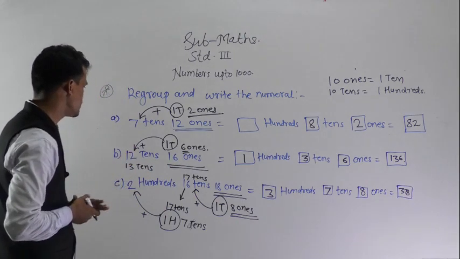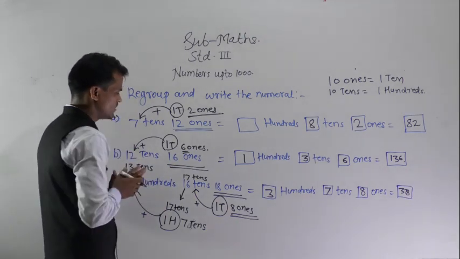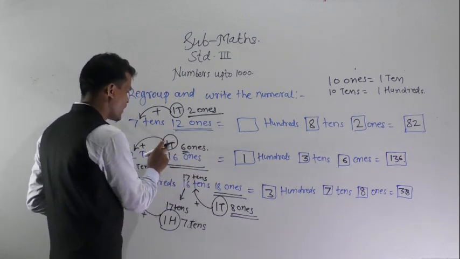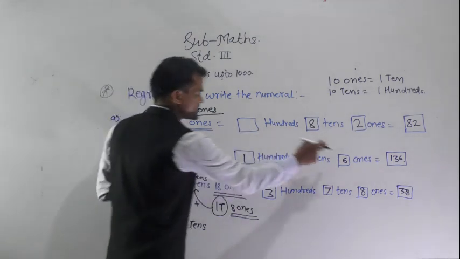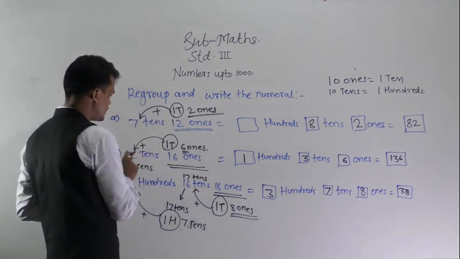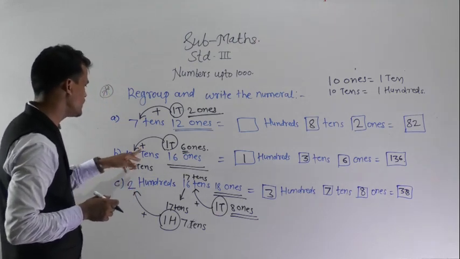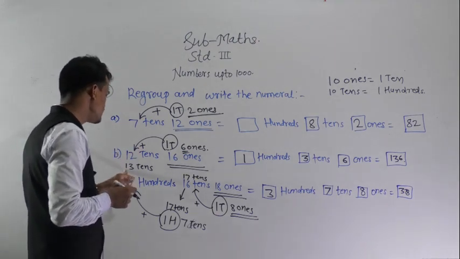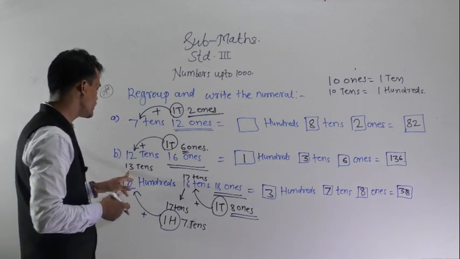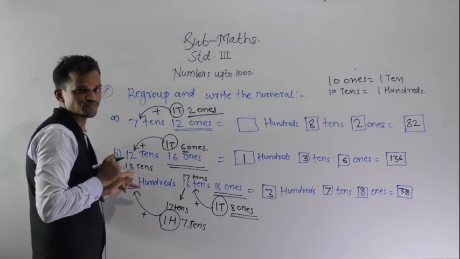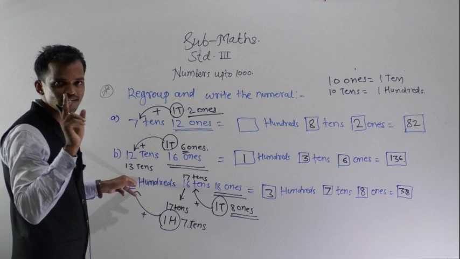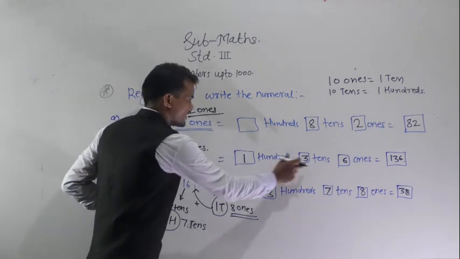Then in the next example there are 12 tens and 16 ones. First regroup this 16 ones into how many tens and how many ones. 16 ones means 1 ten and 6 ones. So we have written this 6 here and 1 ten we have added into 12. So 12 plus 1, 13 tens. And this 13 tens we again regroup into how many 100 and how many tens. We know 10 tens means 100. So 13 tens means 100 and 3 tens. So we have written here 3 tens.